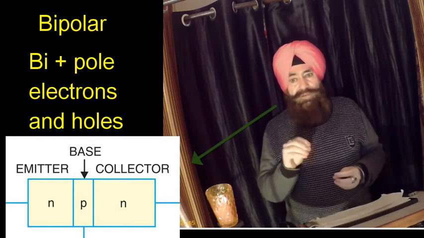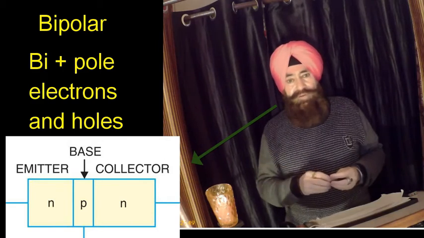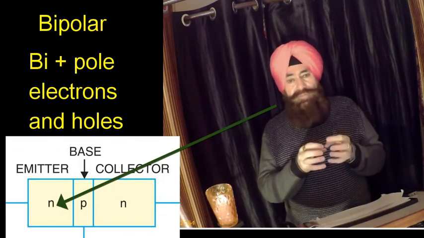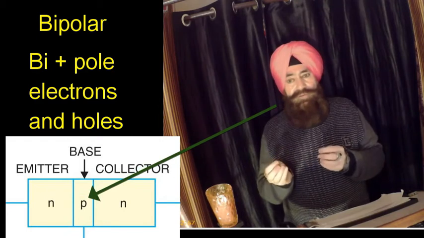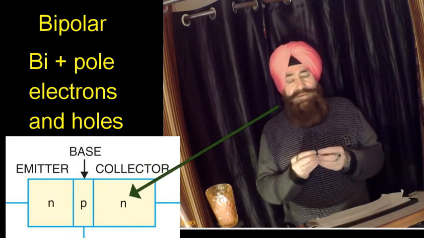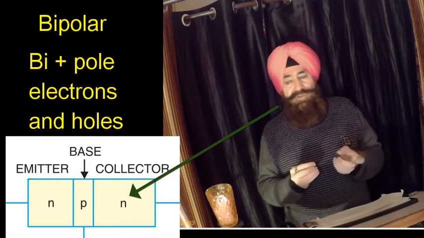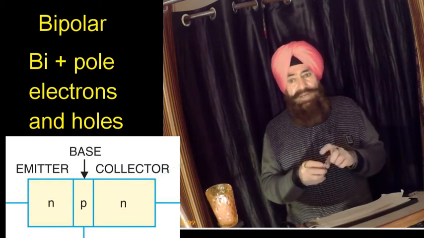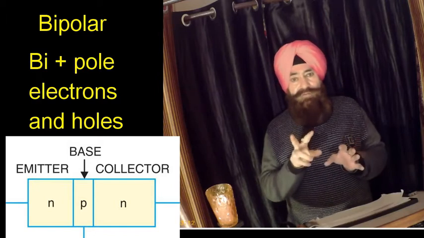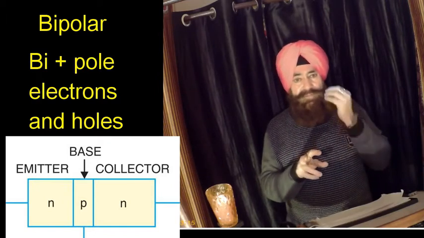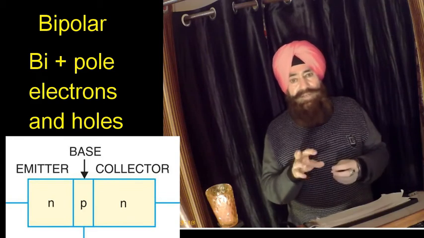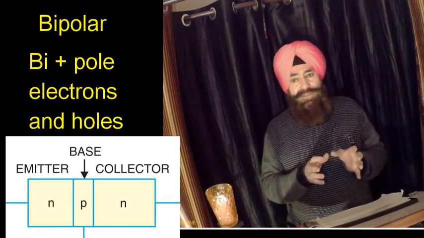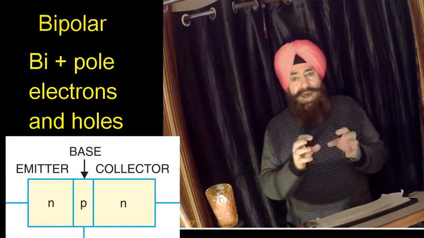NPN means emitter, base, collector. The first layer is the emitter. The emitter layer is heavily doped. Base is lightly doped, and doping of the collector is less than that of the emitter. That means we cannot change emitter to collector or collector to emitter, because both are of n type. Sometimes it comes to our mind that because both are n types they can be replaced. No, because the emitter, the first n section, is always heavily doped.